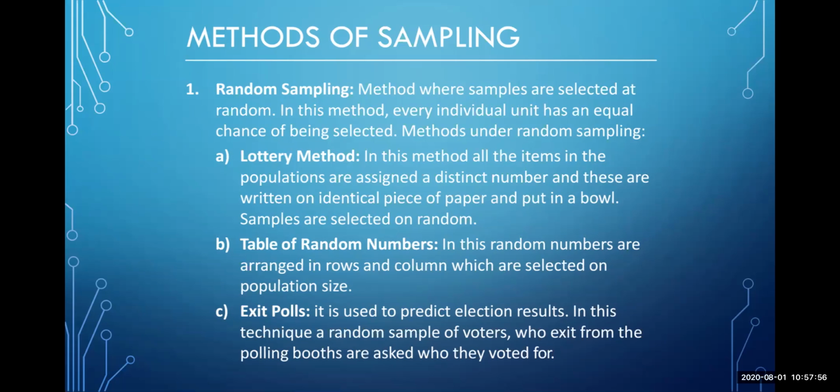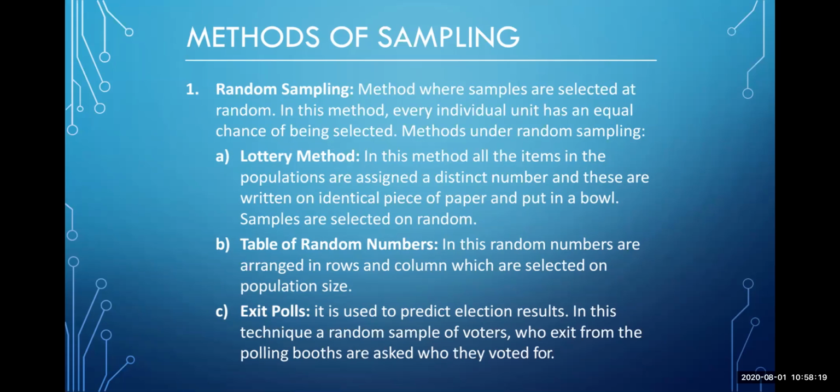Like let's say, for example, all the 30 students are there in the class. I write all the 30 names on chits of paper, different chits, that is 30 chits, and I place that in a jar. I pick up randomly any 10 chits, and those 10 students would be selected for the sample survey. So that is the lottery method.